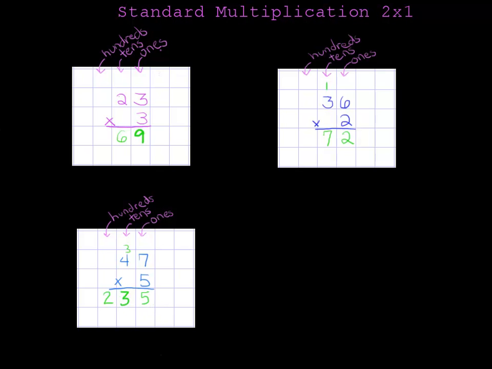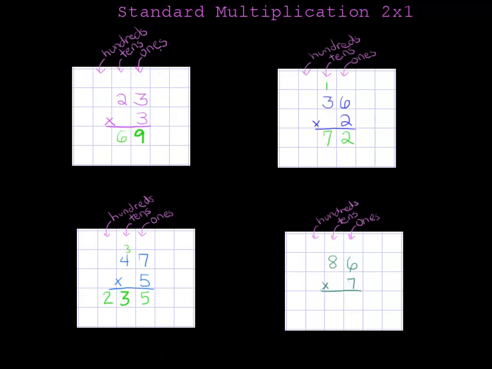So let's try one last example where we have a two-digit number times a one-digit number, 86 times 7. Now, as before, we'll start by multiplying the digit in the ones place, which is the 6. So 7 times 6 is 42, but 42 doesn't fit in this space. So I'll put down the 2 and carry the 4, and you can see the 42 is getting split up, just like we did with all the other numbers.